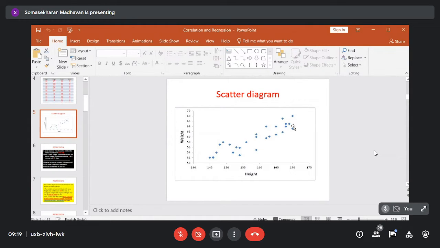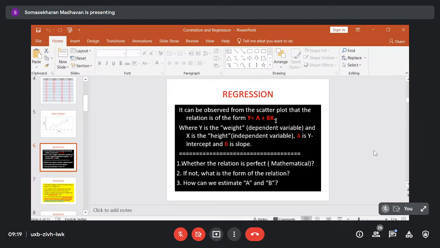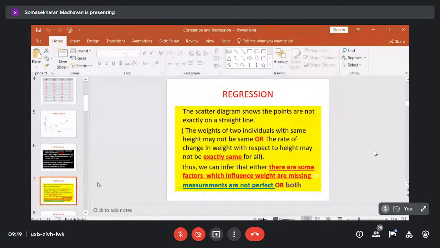So this relation is not a pure mathematical relation. Some factors affect the relationship between the height and weight, apart from weight and height themselves. In that case, the relation is a statistical relation or a random model. So we have to modify this relationship y equal to a plus bx accordingly. How do you convert it into a statistical model?